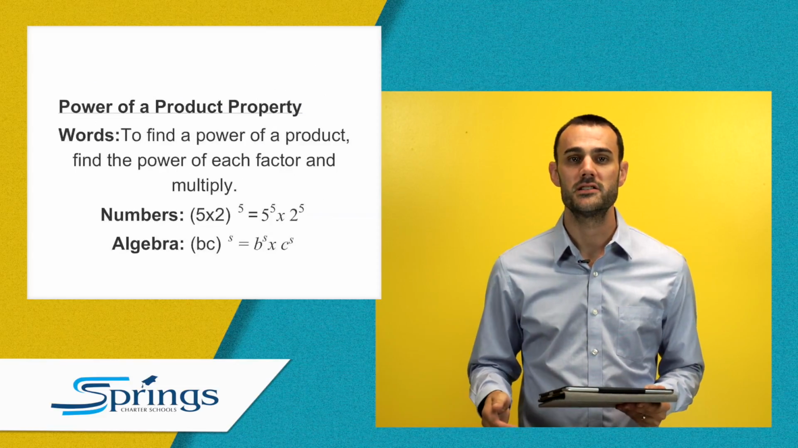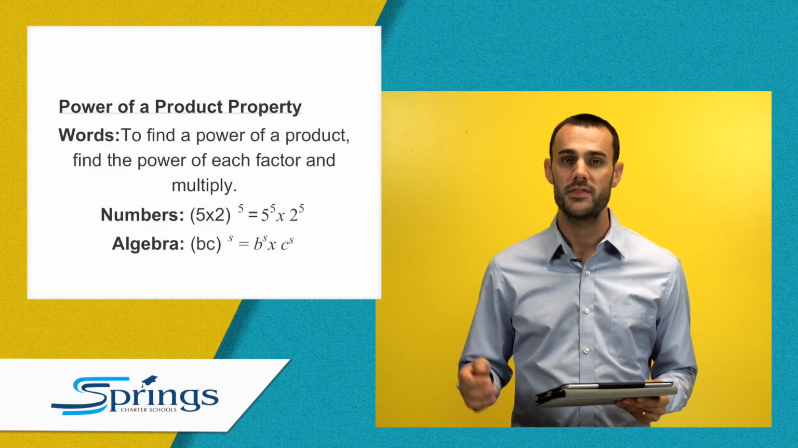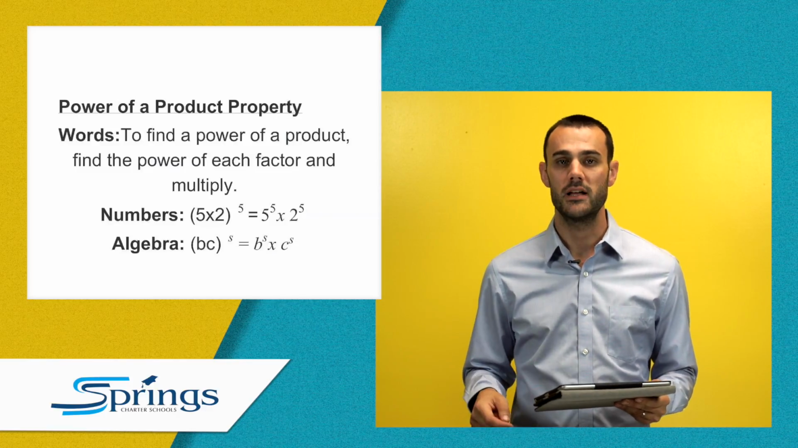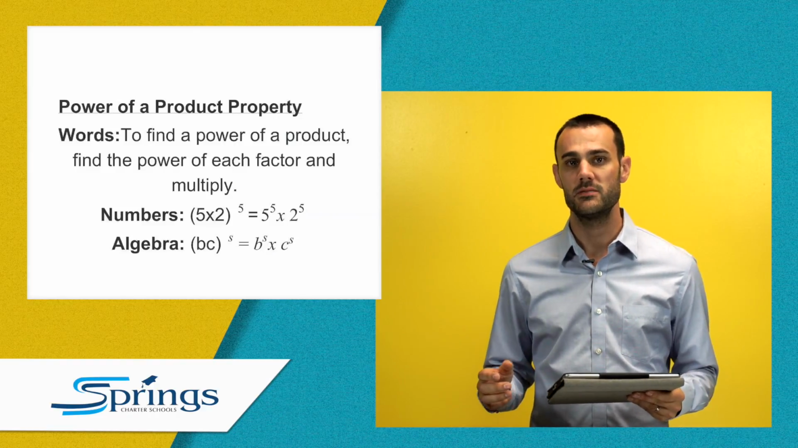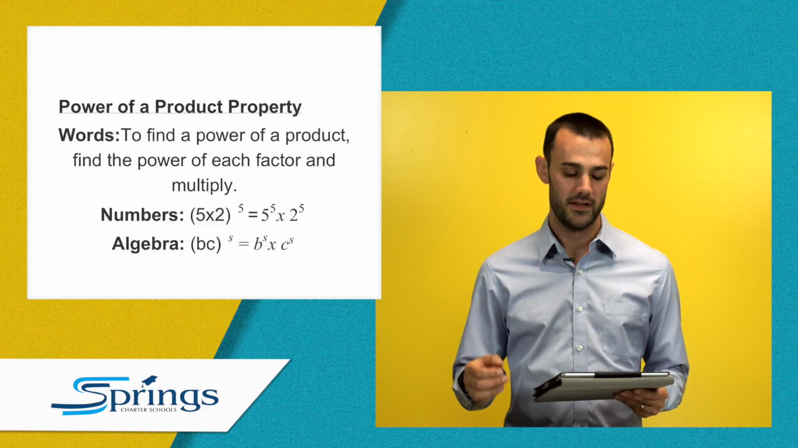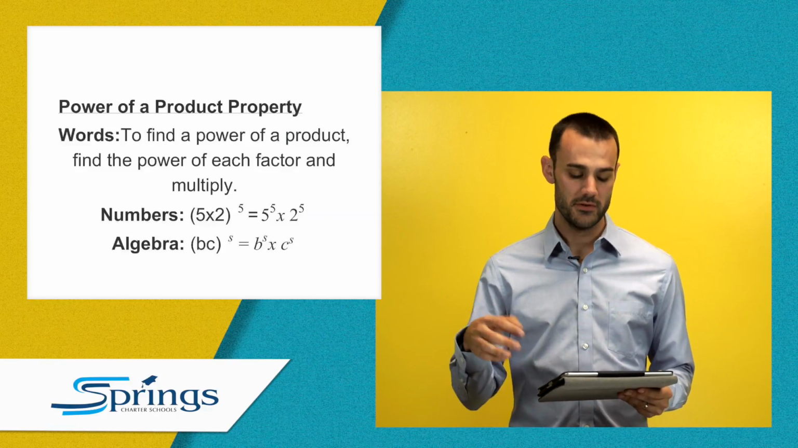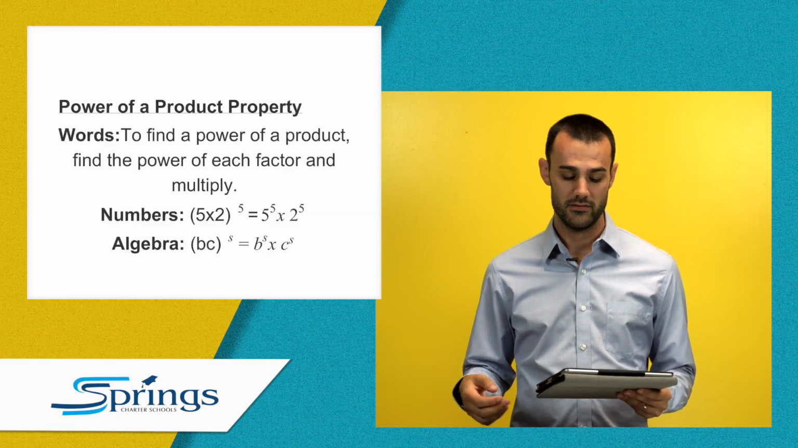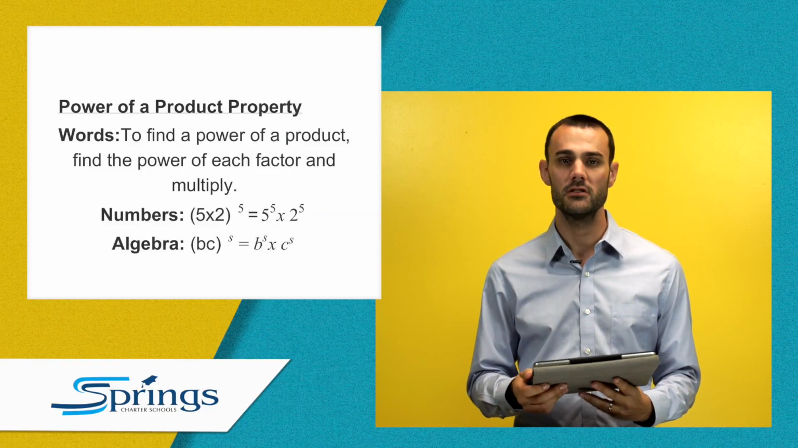Okay, the last rule we're going to take a look at today for the powers of exponents is the power of a product property. What this means in words is, to find the power of a product, find the power of each factor, then multiply. In the algebraic sense, inside the parentheses, we have b times c. And when we close those parentheses, there's an exponent on the outside, in this case, s. So we're going to use the distributive property to distribute that power, or the exponent, to both things inside the parentheses to get a final answer of b raised to the s power times c raised to the s power.